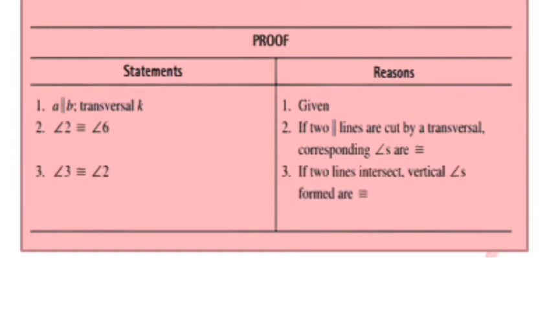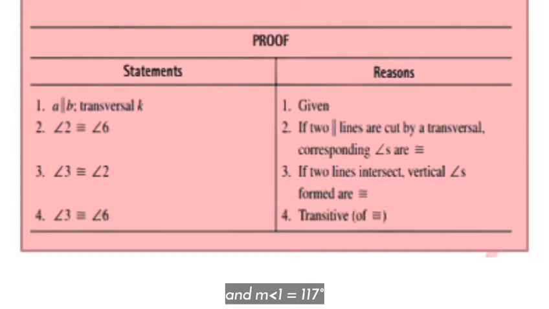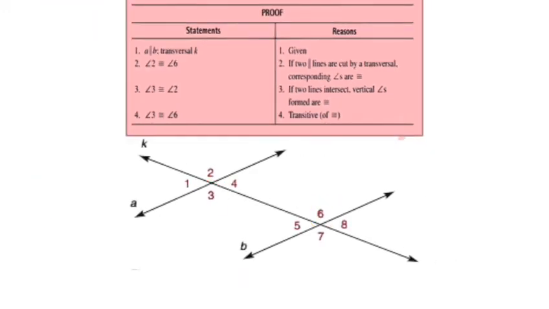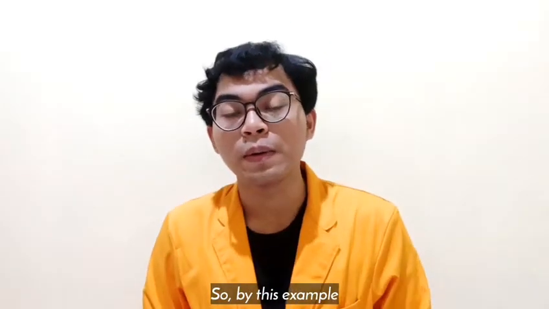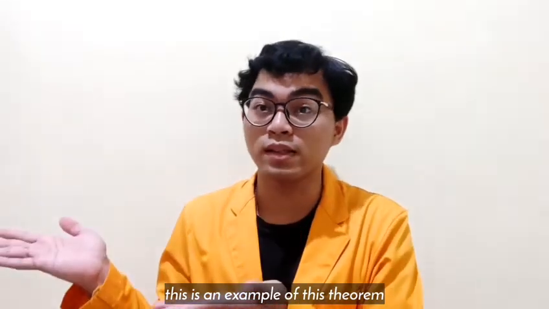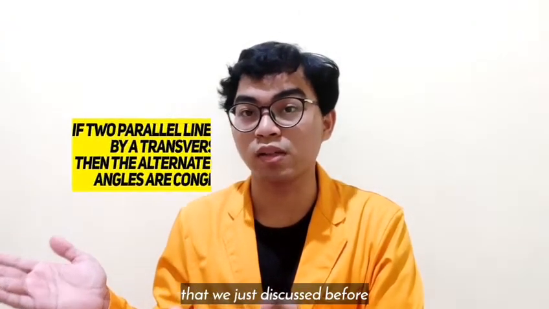Third, angle 3 is congruent to angle 2. If two lines intersect, the vertical angles formed are congruent. And then last, 4, angle 3 is congruent to angle 6. The reason: it is transitive. So, this is an example of the theorem that we just discussed before.